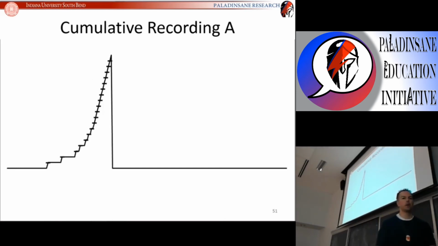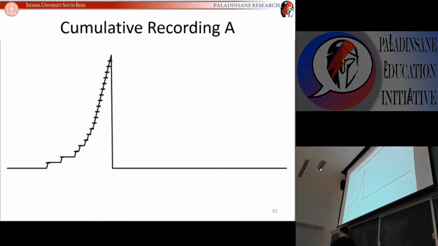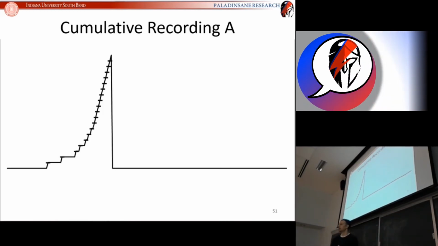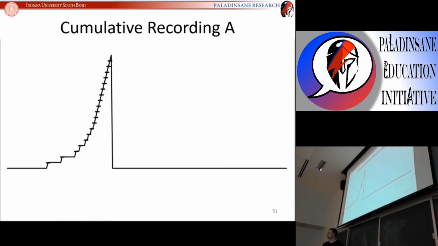All right, so we got cumulative recorder A. So let's do this by show of hands. How many think this is behavior number 1? How many think behavior number 2? Behavior number 3? Behavior number 4? All right, awesome. This is behavior number 3.